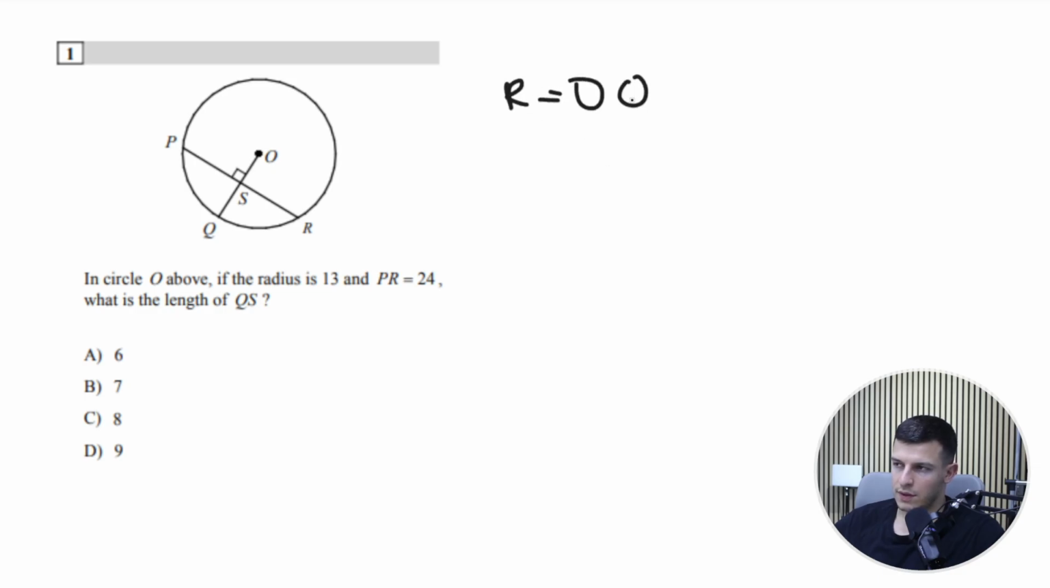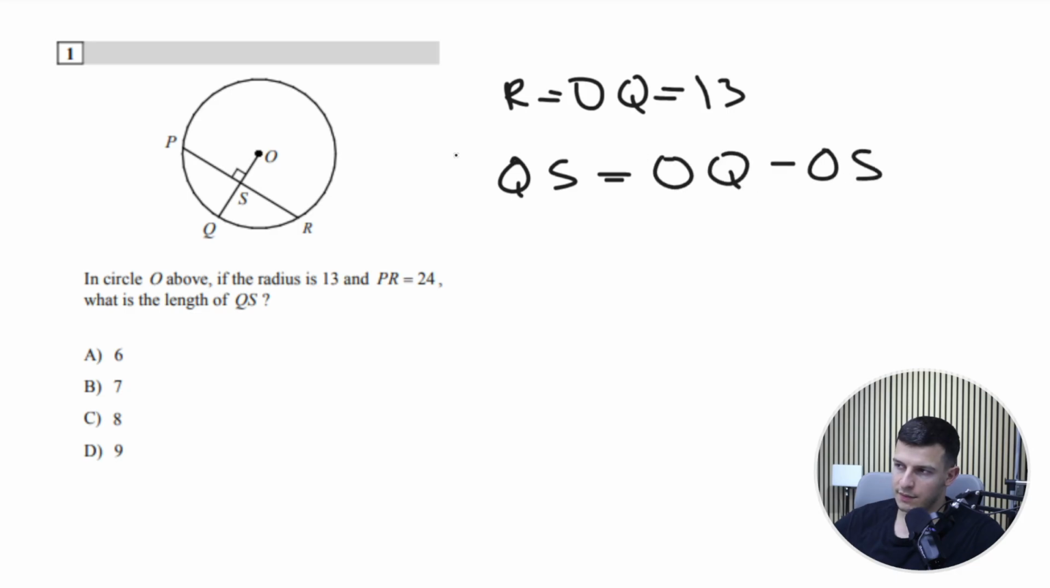So the radius is 13, so OQ is a radius, and that's equal to 13. PR is 24, that's okay. And what's the length of QS? To find QS, we need to subtract OS from the radius. So this part is the radius, and this part is what we're looking for. So we need to find what OS is and subtract it from the radius.